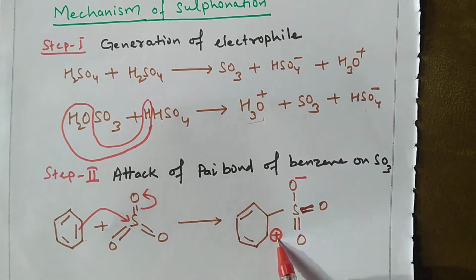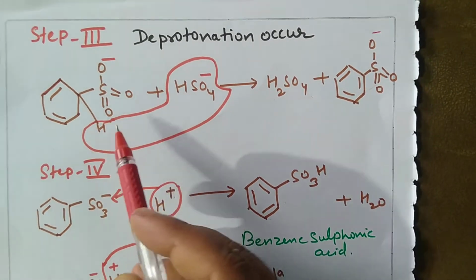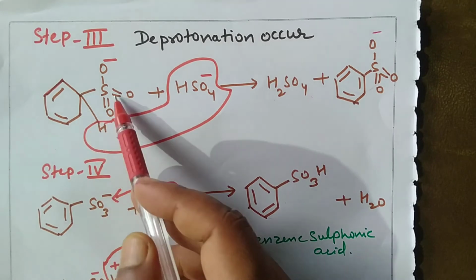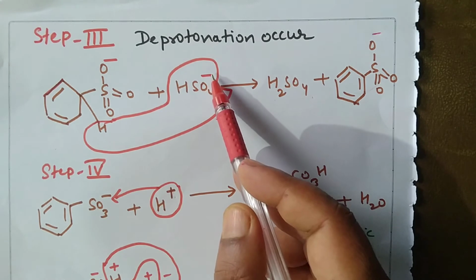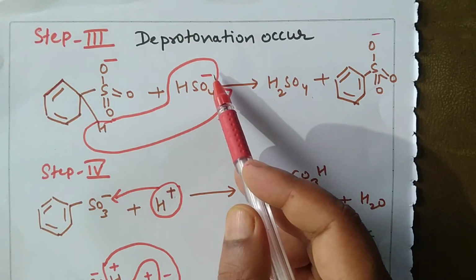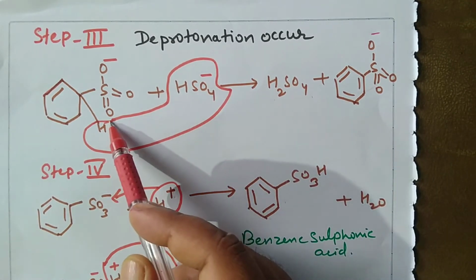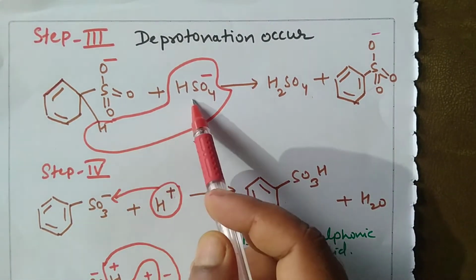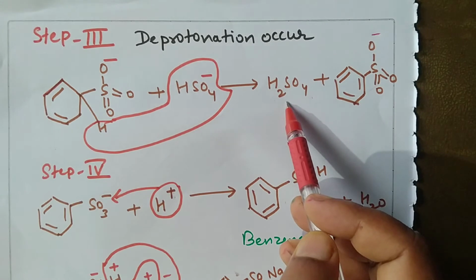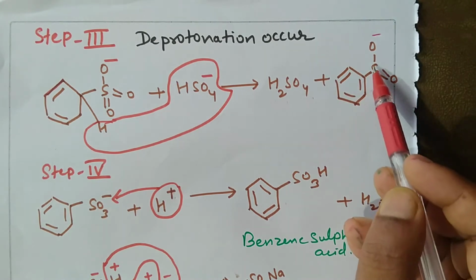Now in step 3, deprotonation occurs. So in step 3 you can see that deprotonation occurs. This molecule so formed reacts with HSO4 minus. This HSO4 minus is generated in step 1. It abstracts a hydrogen atom of this molecule. So H of this and HSO4 minus will undergo reaction to form H2SO4 and hence you can see this remaining part, benzene and SO3 minus.